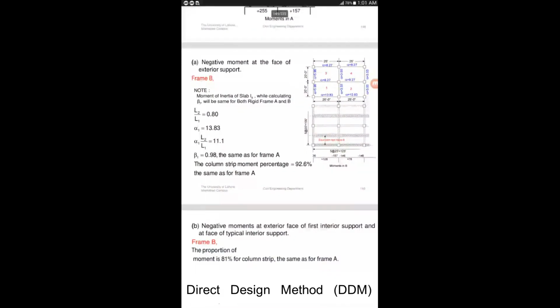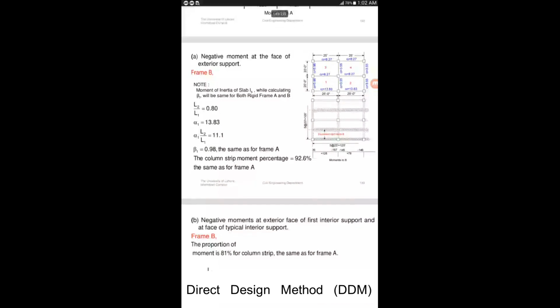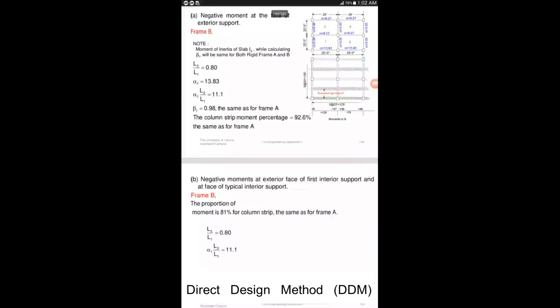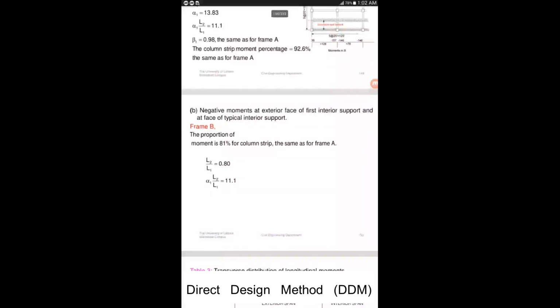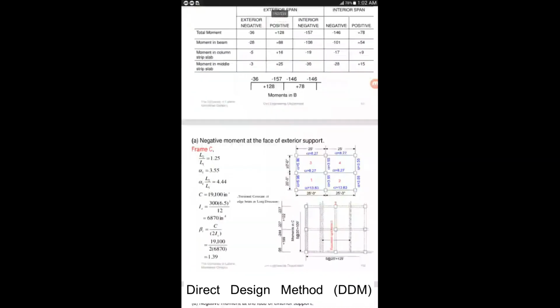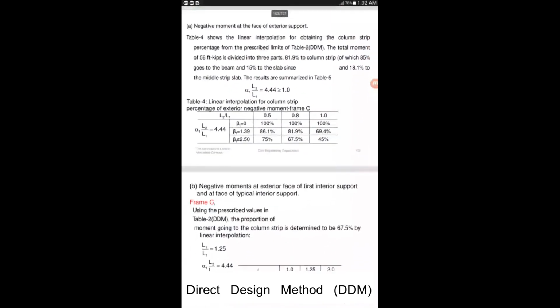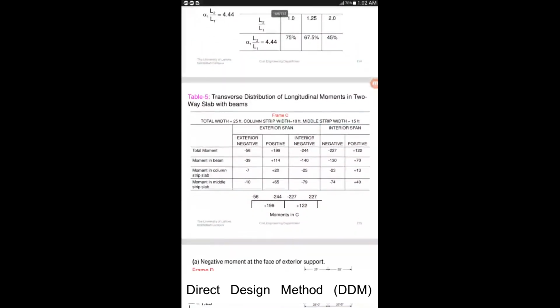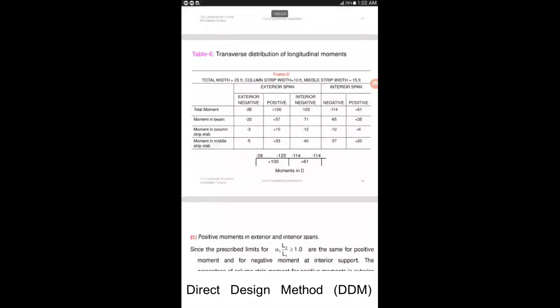Now this is for rigid frame B, negative moment at the face of exterior support. This is for rigid frame B at location 1. Therefore this will also involve beta T here. Negative moment at the exterior face of first interior support. This is for location 3 and rigid frame B. The calculation has been performed here again. So you need to go through each of them and form these tables for equivalent rigid frames A, B, C and D.